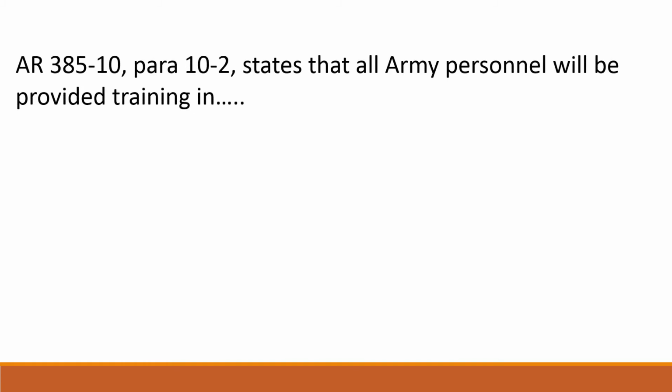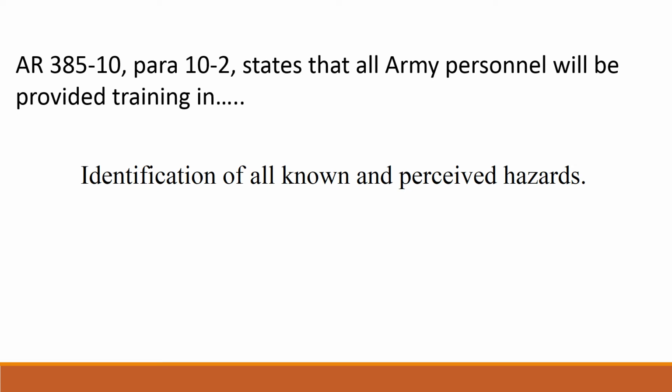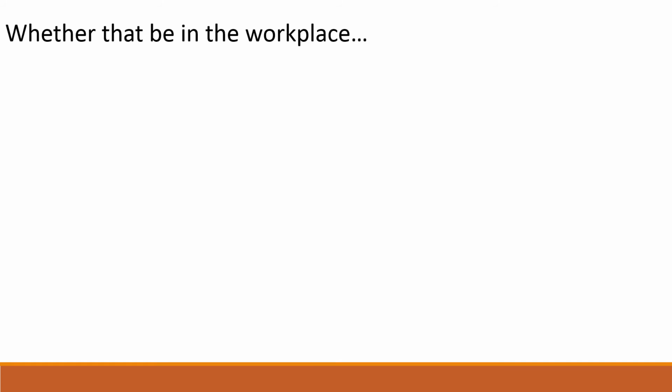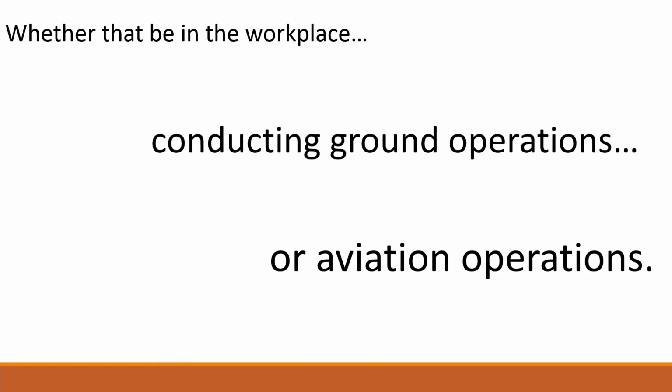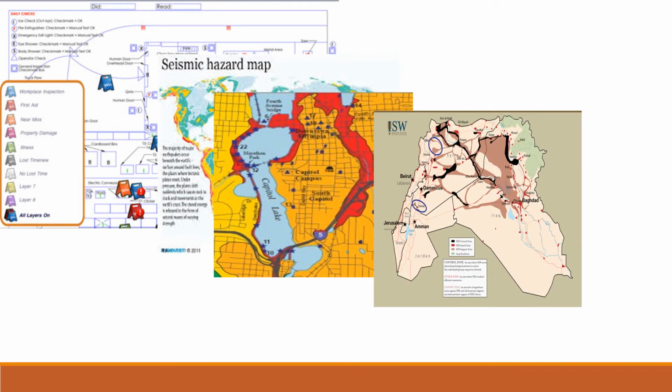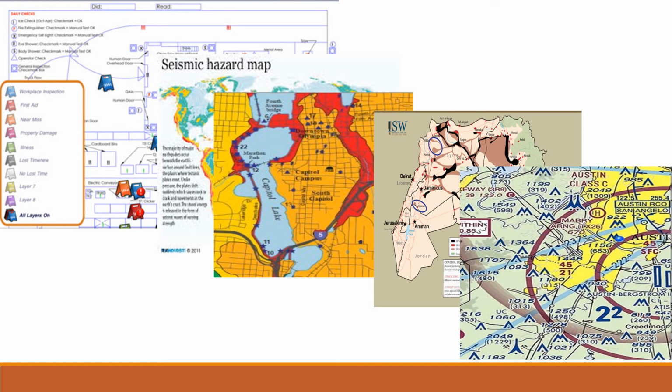So, incorporating what has been discussed so far, AR 385-10 paragraph 10-2 states that all Army personnel will be provided training in identification of all known and perceived hazards, whether that be in the workplace, conducting ground operations, or aviation operations. For all different kinds of workplaces, natural disasters, city danger zones, combative threat locations, and obstacles to aviation, hazard maps will be made.